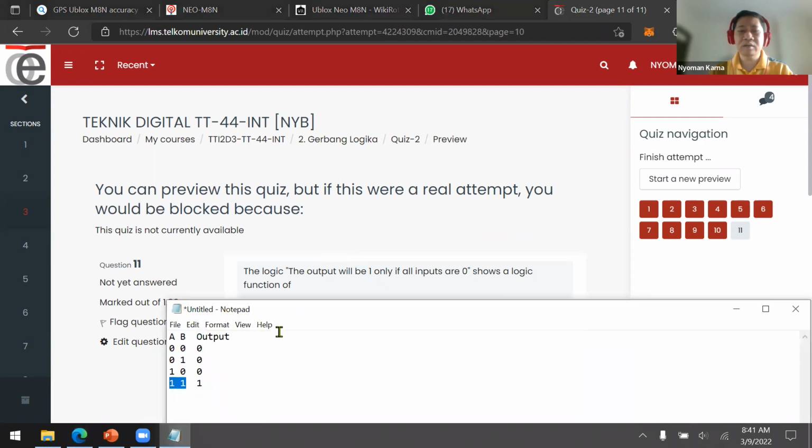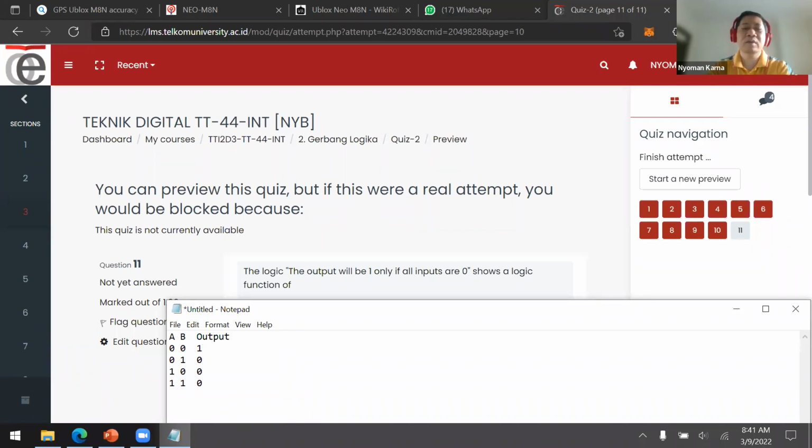Okay, now the last one. The logic of the output will be 1 only if all inputs are 1. Okay, so let's start all over again. The output will be 1 only if all inputs are 0. So this is the only combination, A and B both 0, that will create the output 1. And the rest is 0, 0, 0.